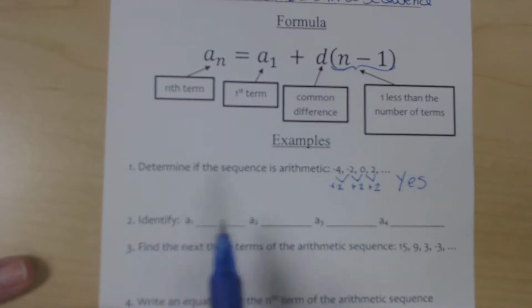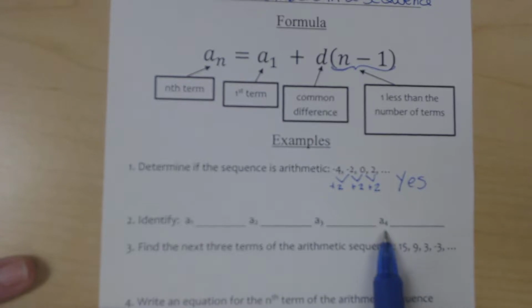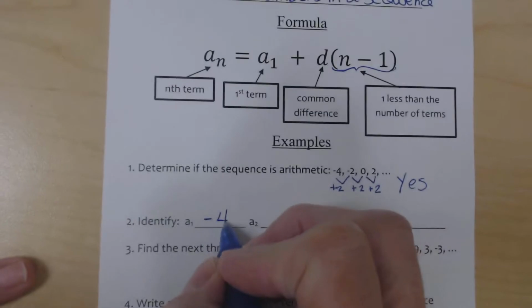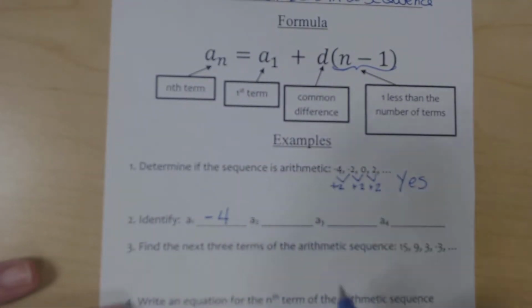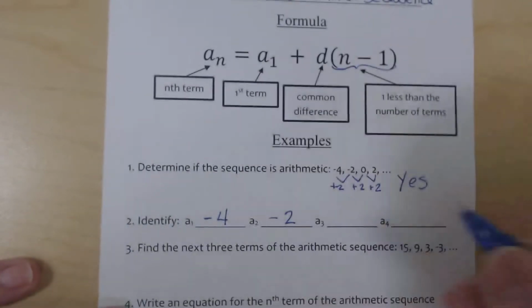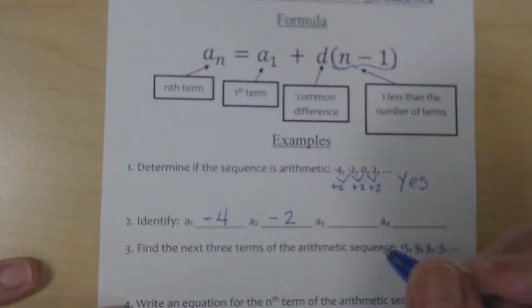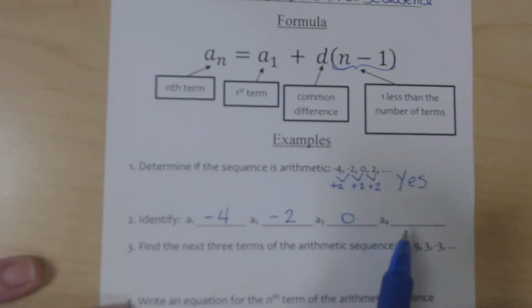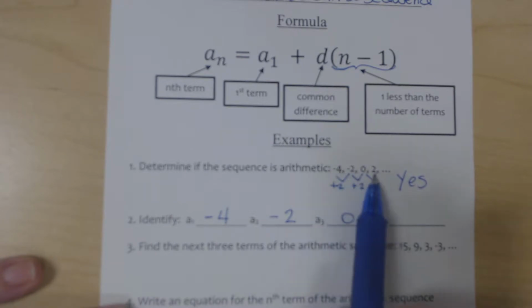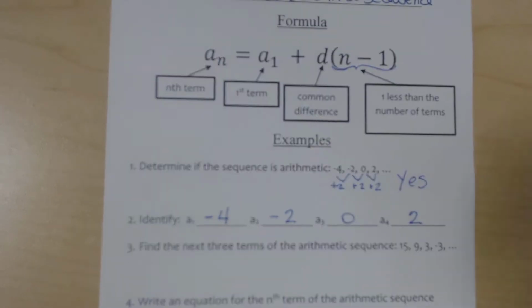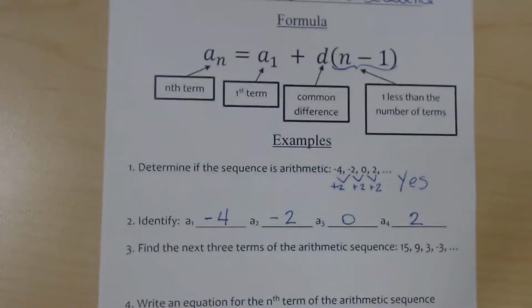Using this same sequence, we're going to identify the first term, the second term, the third term, and the fourth term. The first term in the sequence is -4, so a sub 1 is -4. A sub 2 is the second term in the sequence, which is -2. And then a sub 3 is the third term in the sequence, so 1, 2, 3, that's a 0. And then finally the fourth term that we see in this sequence is a 2. So we have identified the first 4 terms. We have determined that it is indeed an arithmetic sequence.